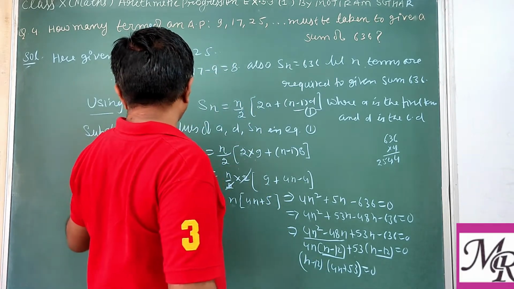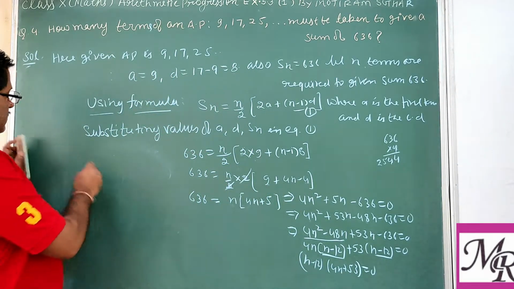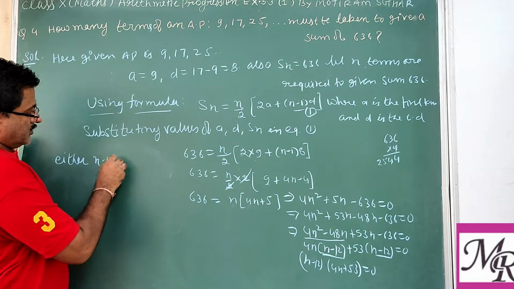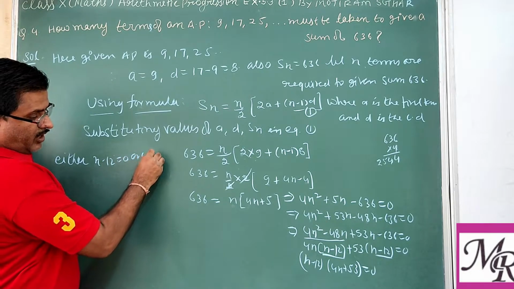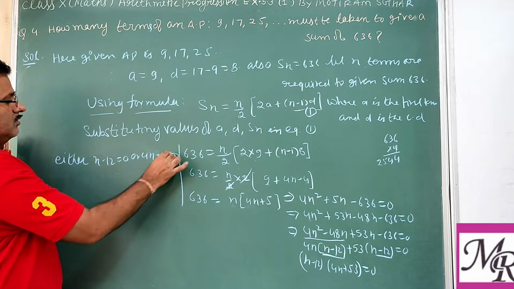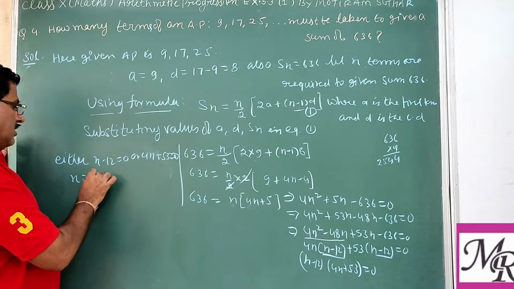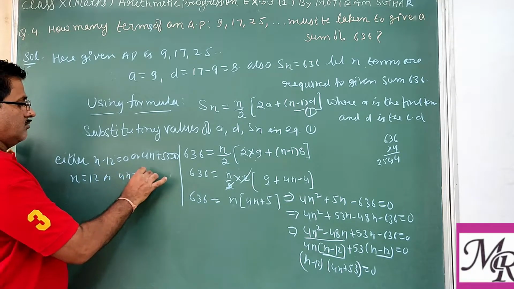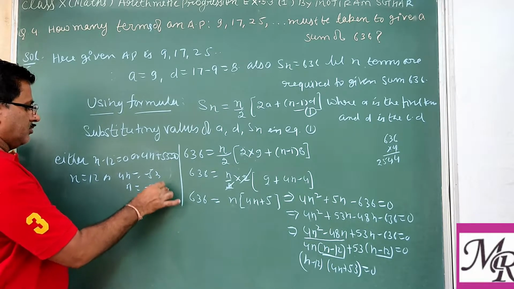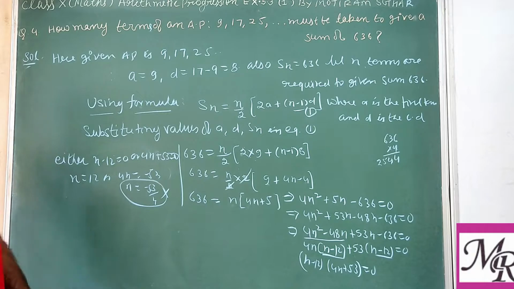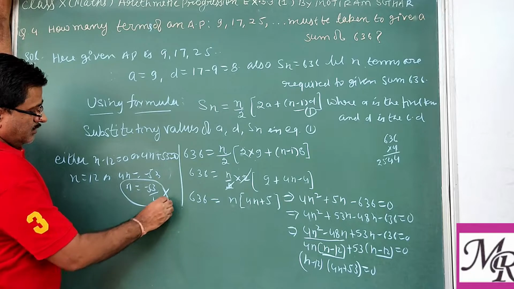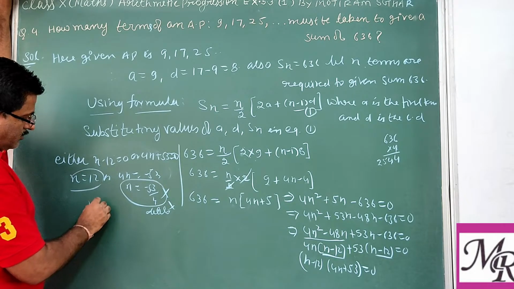So one may write, the product of the two factors is 0, then either of them is 0. Either n minus 12 equals 0 or 4n plus 53 equals 0. So n equals 12 or 4n equals minus 53. So n equals minus 53 by 4, which is not possible because the number of terms cannot be negative. So we delete this. n is not negative, it means n equals 12.